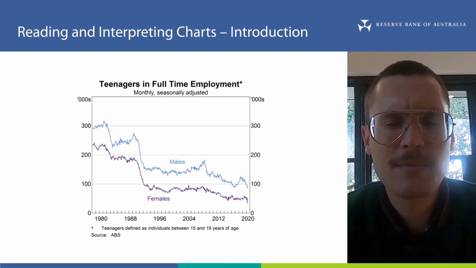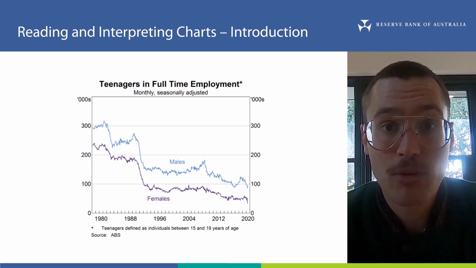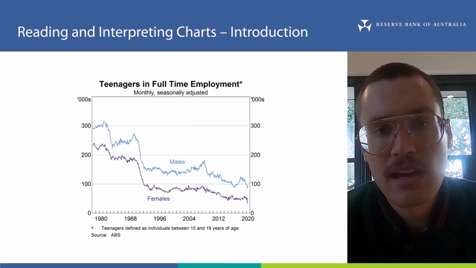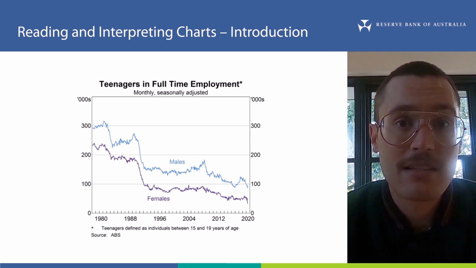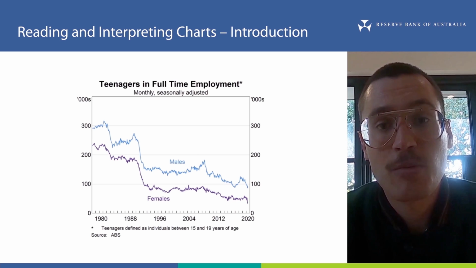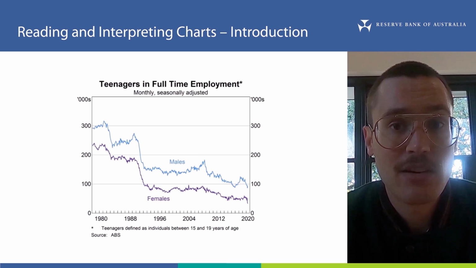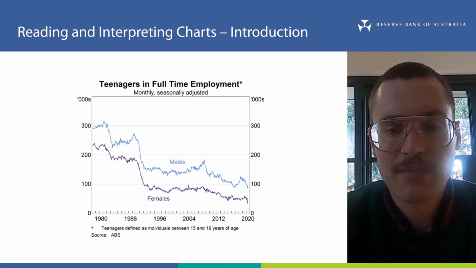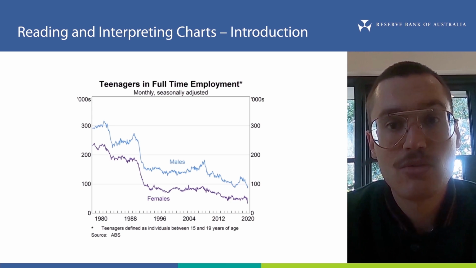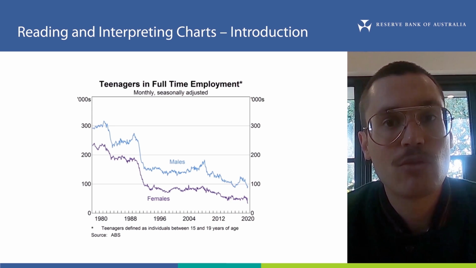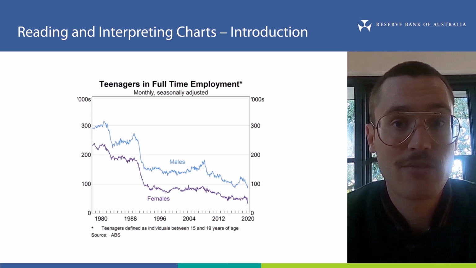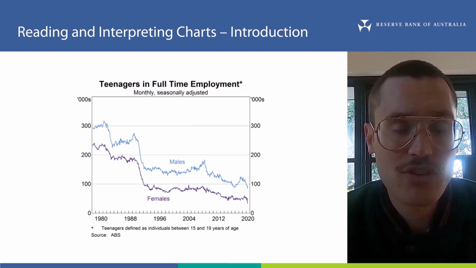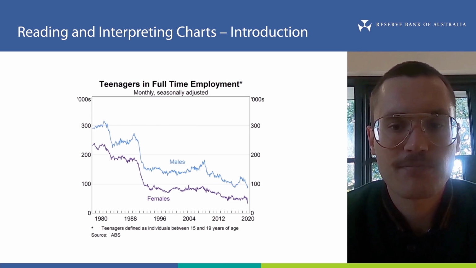For example, it seems that there's always more male teenagers employed full-time than females over the history of the series. And another observation we could make is that the number of teenagers in full-time employment has fallen over the past 30 years, and this fall was particularly sharp in the early 1990s. Even the time it took me to say all that is much longer than it took your mind to process this information from the chart. So you can see how charts at the same time can be very efficient and also very powerful.